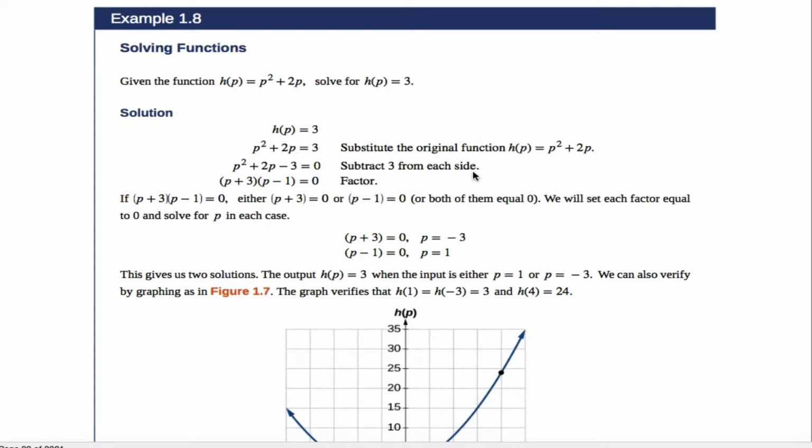1.8 from section 1.1. You're given this function h of p. A little bit weird that p is the input. More standard input would be the letter x, but this is just making the point that you can use other letters if you feel like it. And you're asked to solve for h of p equals 3.